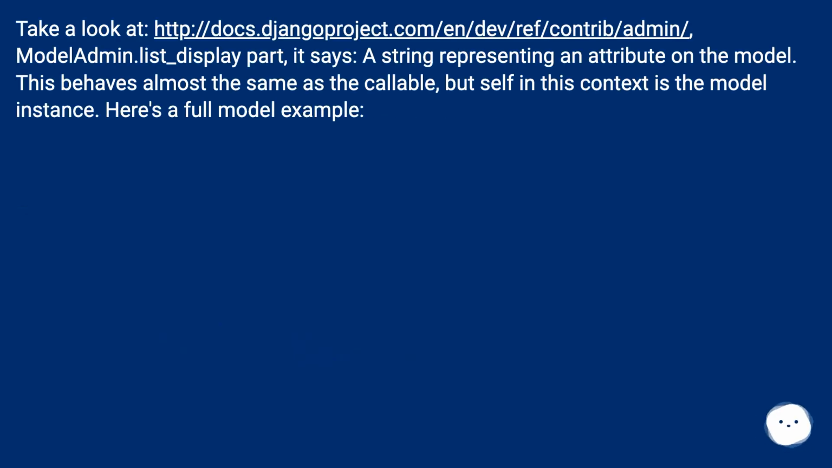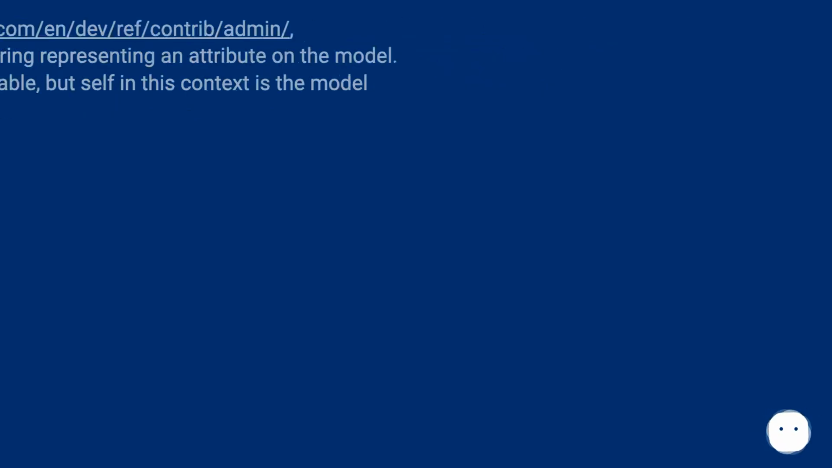Take a look at this URL, the modeladmin.list_display part. It says, a string representing an attribute on the model. This behaves almost the same as the callable, but self in this context is the model instance. Here's a full model example.